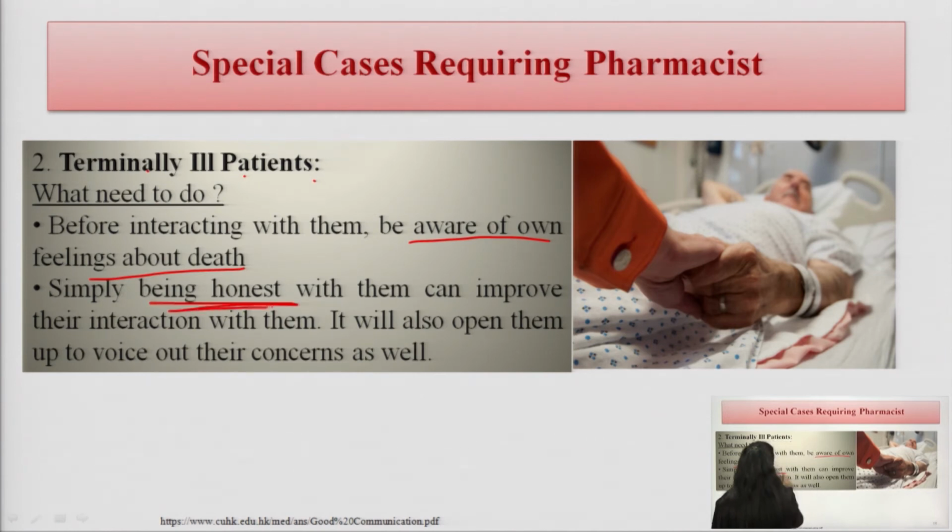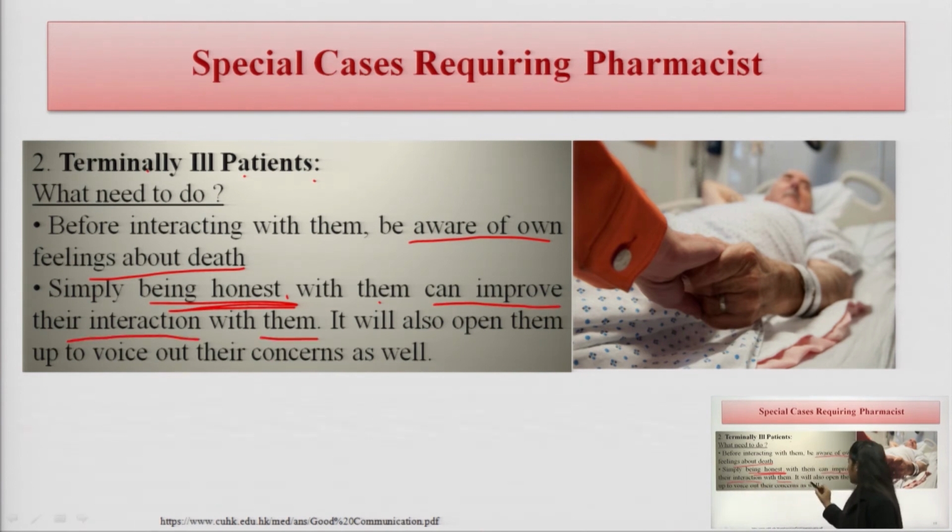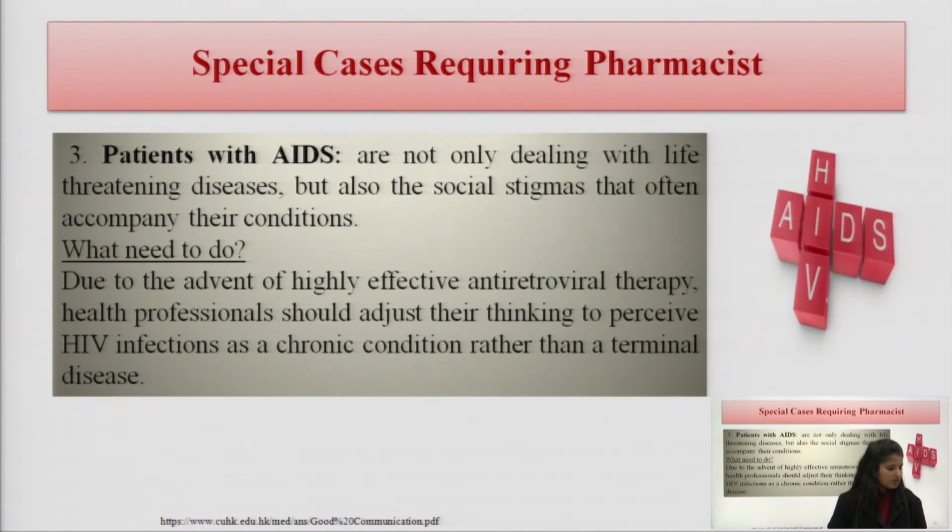Be simply honest. If they are honest, of course, the patients they are counseling, called terminally ill patients, can ask queries. So simply being honest with them can improve the interaction. It will also open them up to voice their concerns, meaning they will ask queries only when the pharmacist is honest with them. So this is the key point while dealing with terminally ill patients.